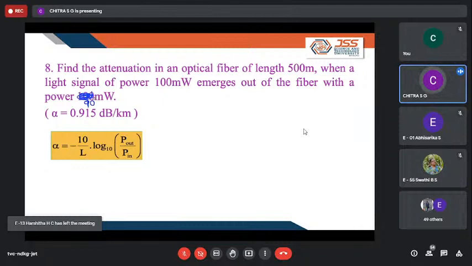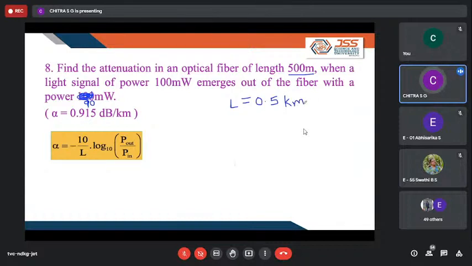So here the length of the fiber is given in meter. It is 500 meter. You convert that into kilometer. So L is given in meter, so convert that into kilometer. So that means 0.5 kilometer.